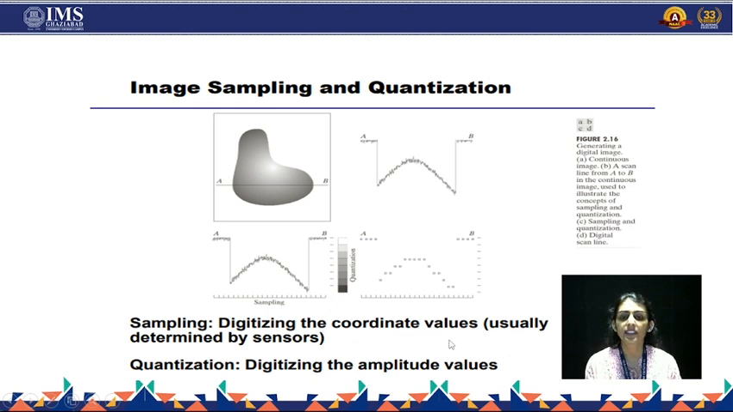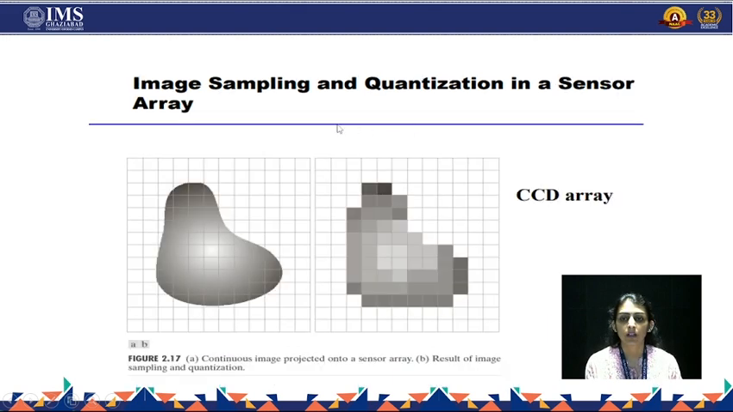Sampling is digitizing the coordinate values. How are these coordinate values acquired? They are acquired with the help of sensors. And quantization is digitizing the amplitude values. Now here we have image sampling and quantization in a sensor array. This is the continuous image projected on the sensor array, and the second image is the result of the image sampling and quantization that has been done.